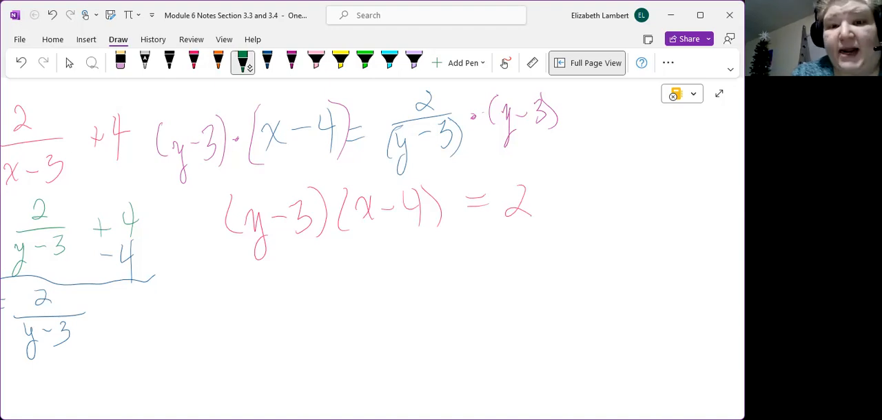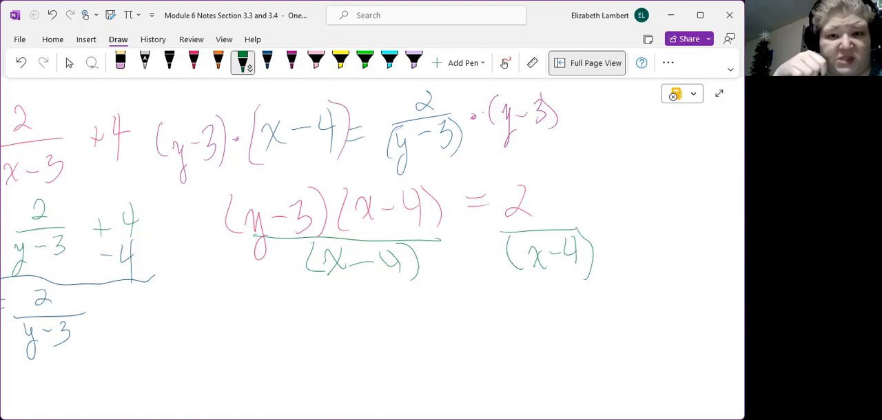Now I'm going to get that x minus 4 and divide it away because it's not helping me get y by itself. So we're going to divide both sides by x minus 4. But if we had multiplied it out, then we would have had the y in more than one spot and the x in more than one spot, and it would be really confusing. So we do this.